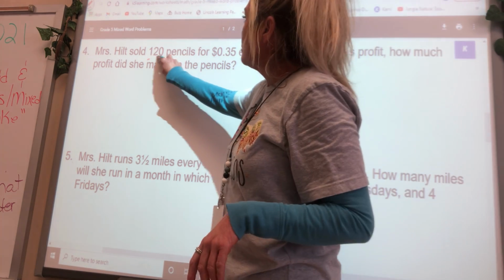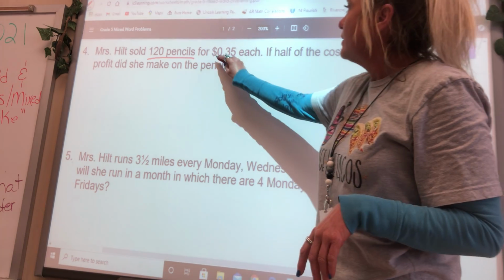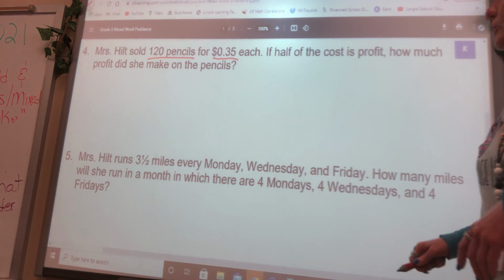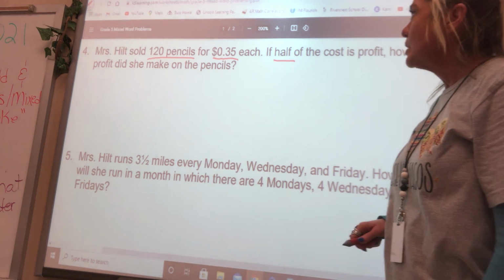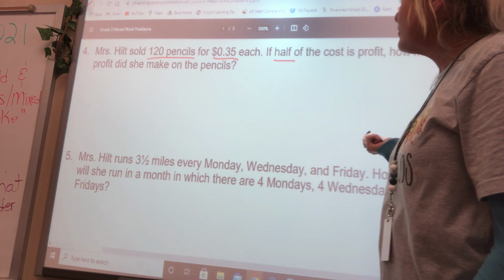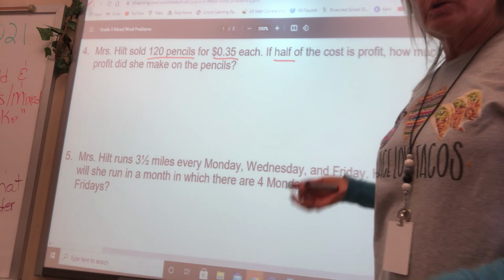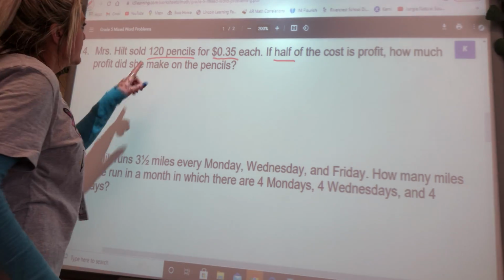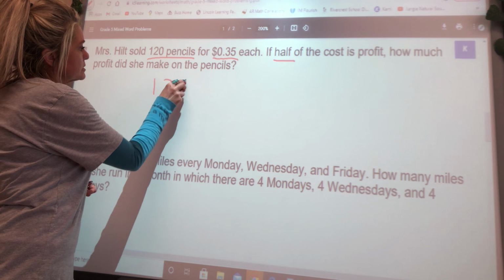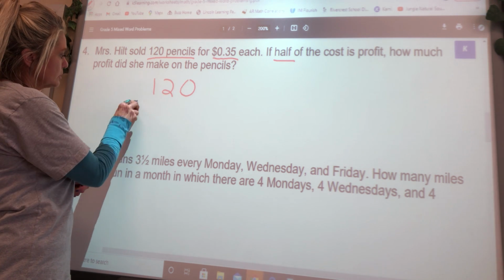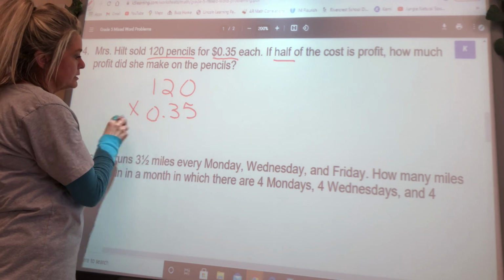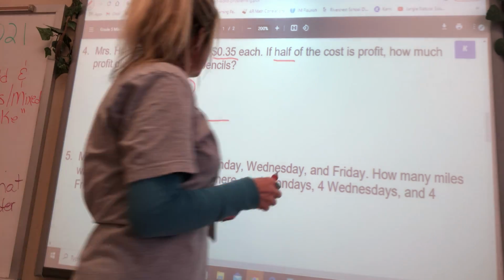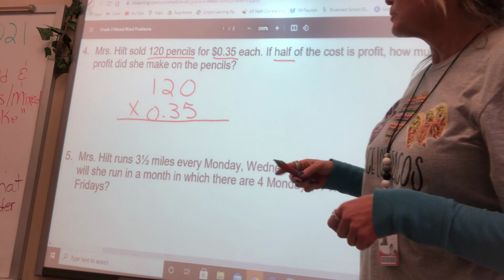Miss Hilt sold 120 pencils for 35 cents each. If half of the cost is profit, how much profit did she make on the pencils? If we're going to figure out what half is, then we got to know how much she made altogether. So if she sold all 120 pencils for 35 cents each, if we multiply that, that'll tell us how much money she made altogether.